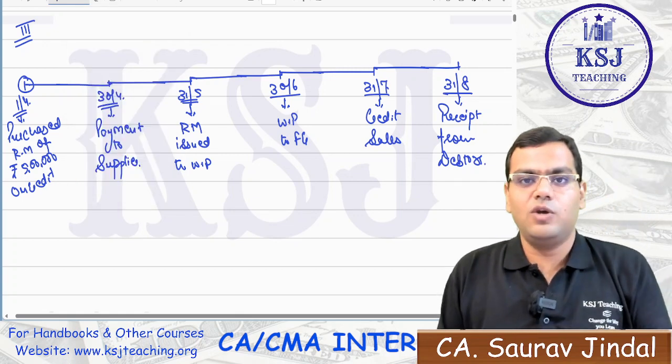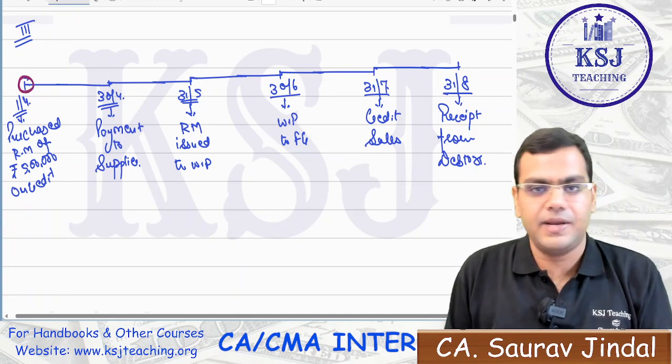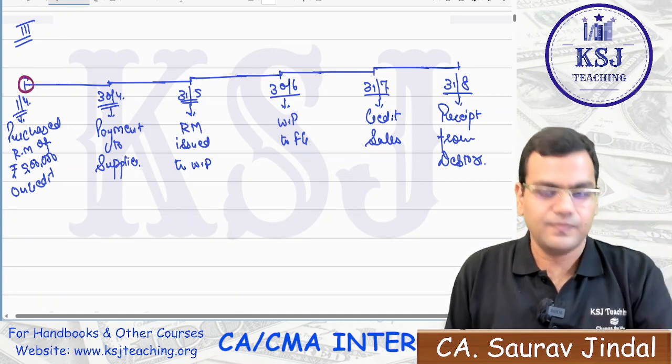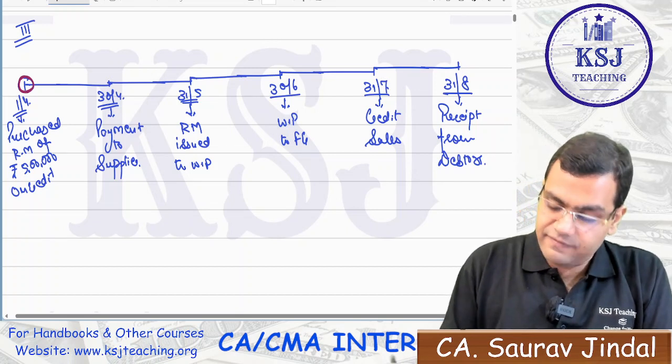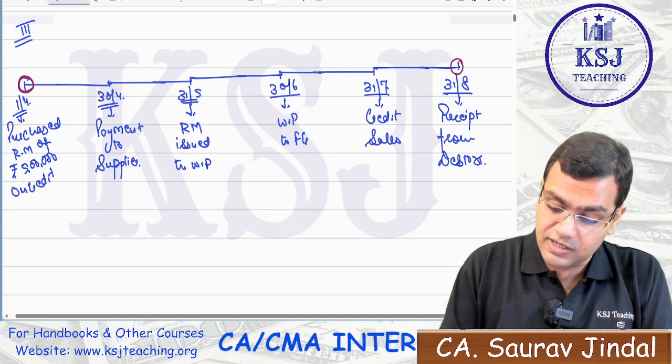Sir, when have you purchased the raw material? The raw material is purchased on 1st of April. That's perfectly fine, sir, right? But when are you recovering the amount? The amount is being recovered on 31st of August.